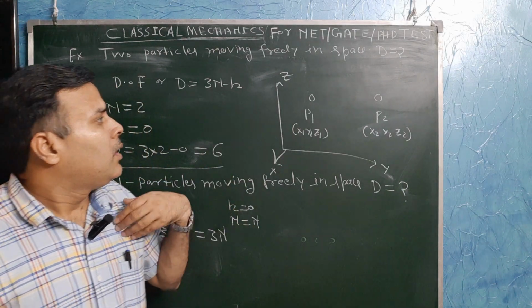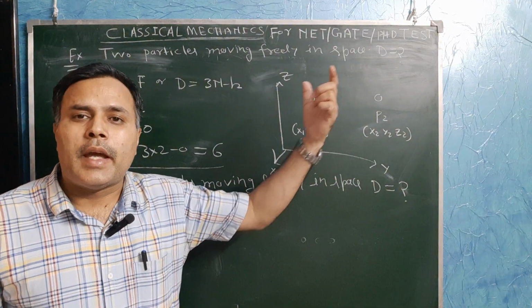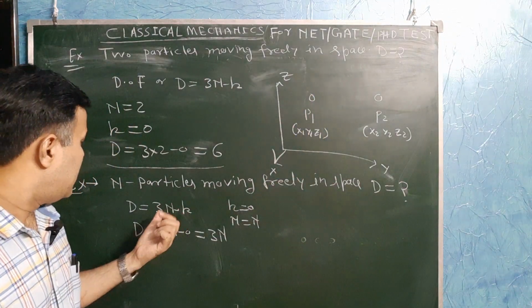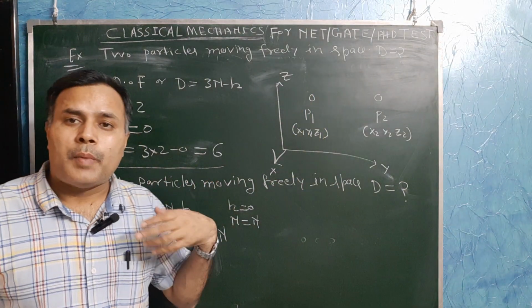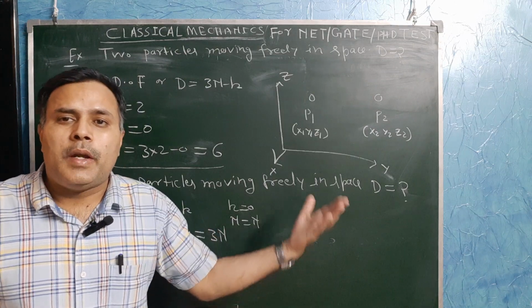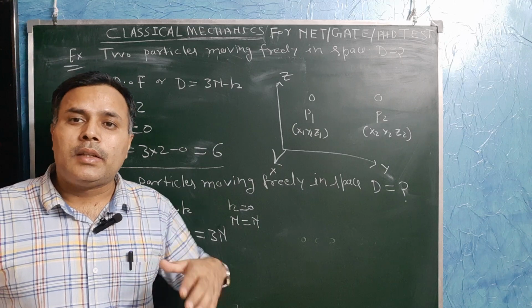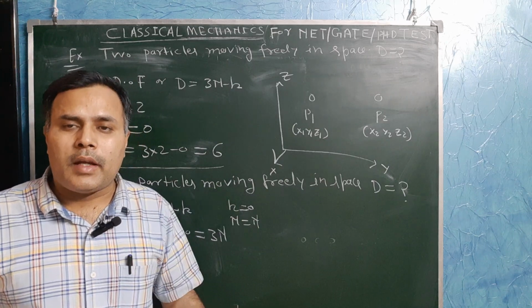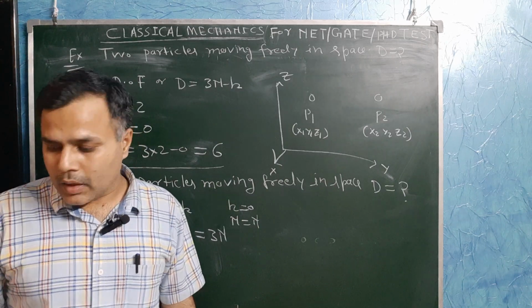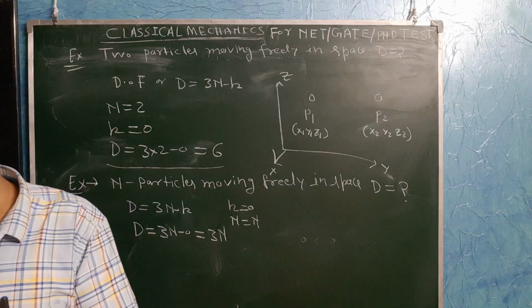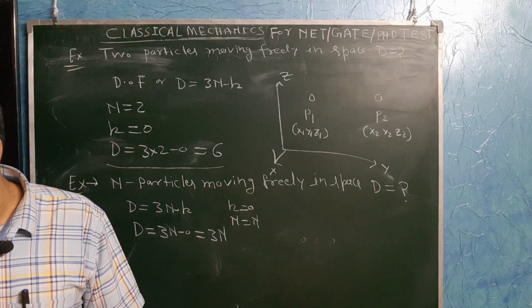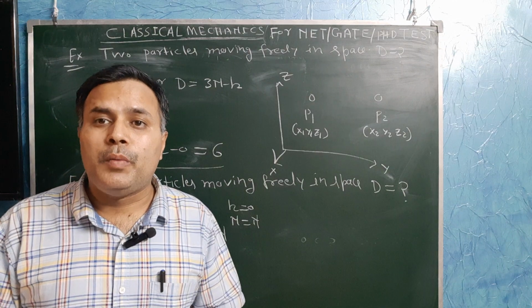Our particle can move in 3 independent directions. And if 2 particles, they have 6 independent ways. And if there are n number of particles, there are 3n independent ways the particles can have motion. So this is the way to find out the degree of freedom of a freely moving particle.